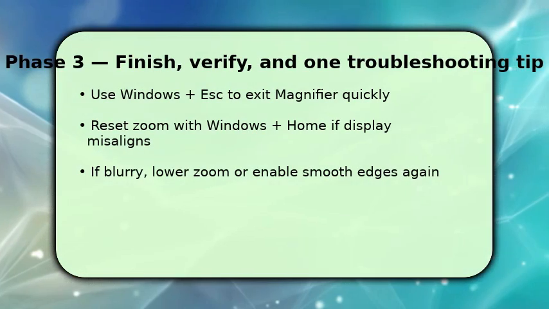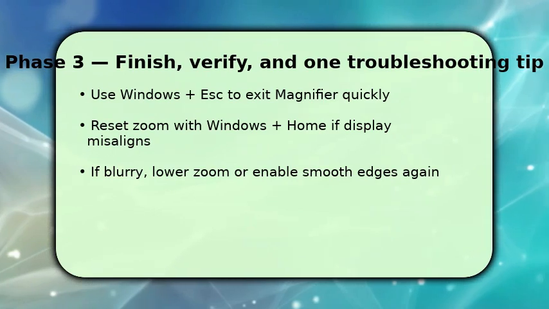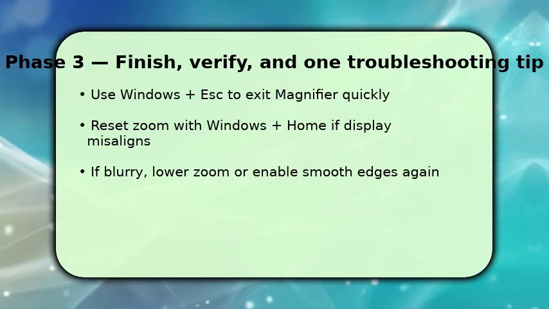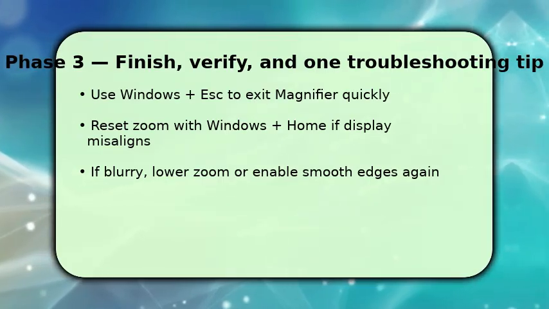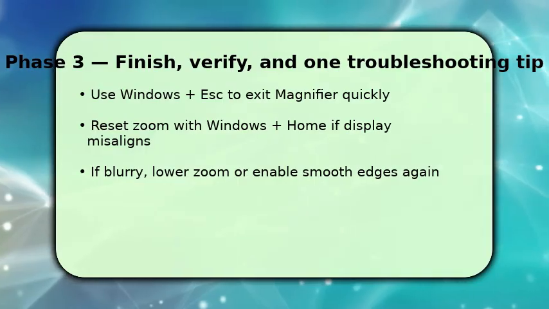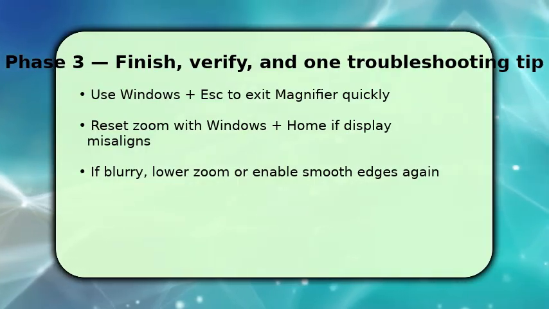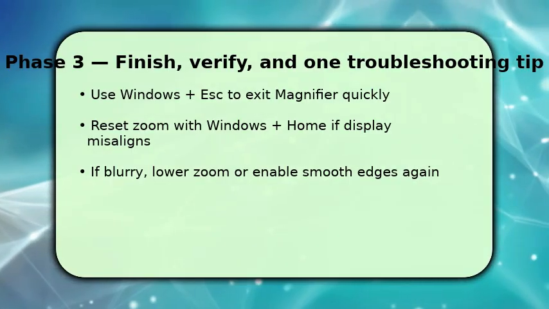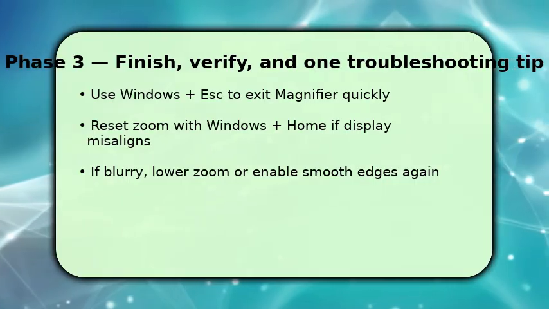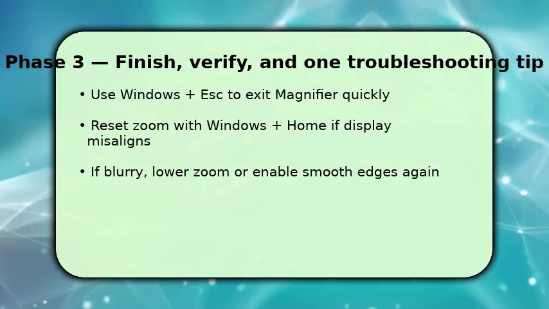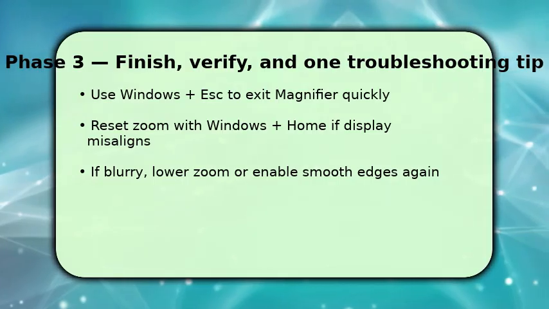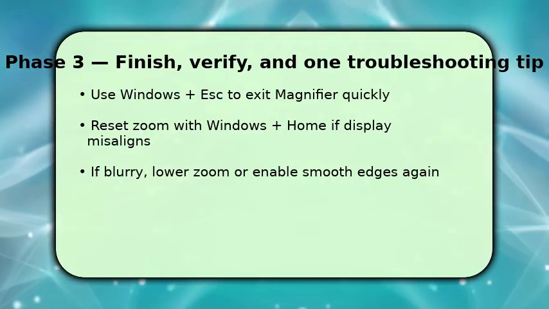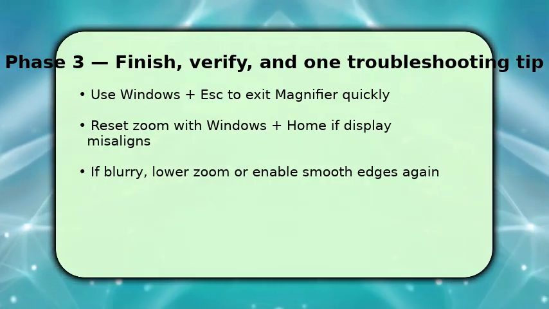To finish, practice exiting and quick resets so you stay efficient. Press Windows plus Escape to close Magnifier immediately. If the display becomes misaligned after docking, use Windows plus Home to reset window focus and recenter the zoom. Make sure to adjust zoom down slightly if things look blurry. High zoom can magnify pixels. If problems persist, re-enable smooth edges and switch modes between lens and docked to see which keeps text clearest. This single change often fixes visual issues.